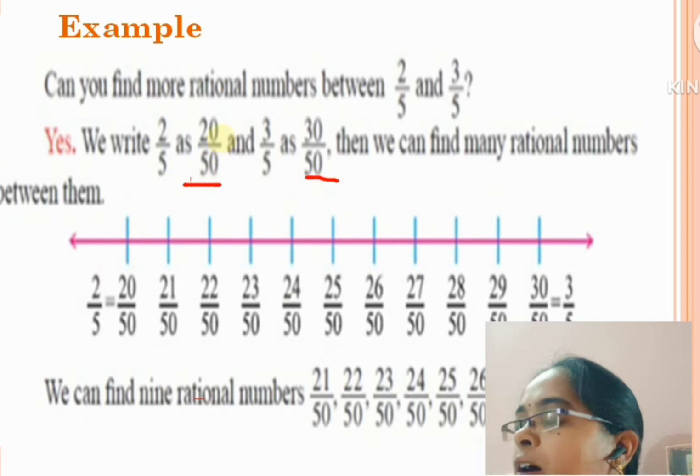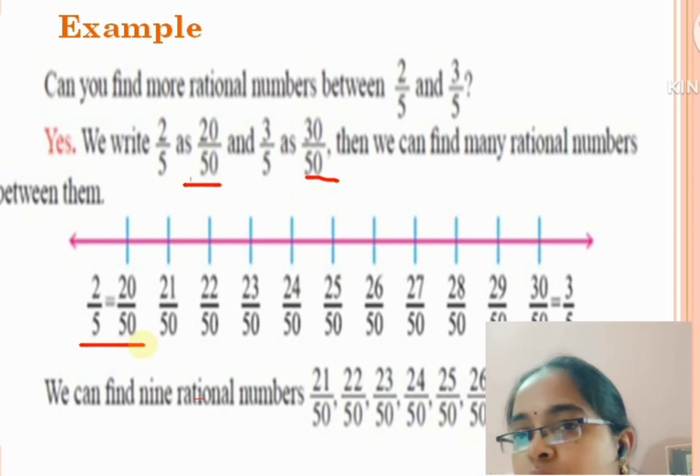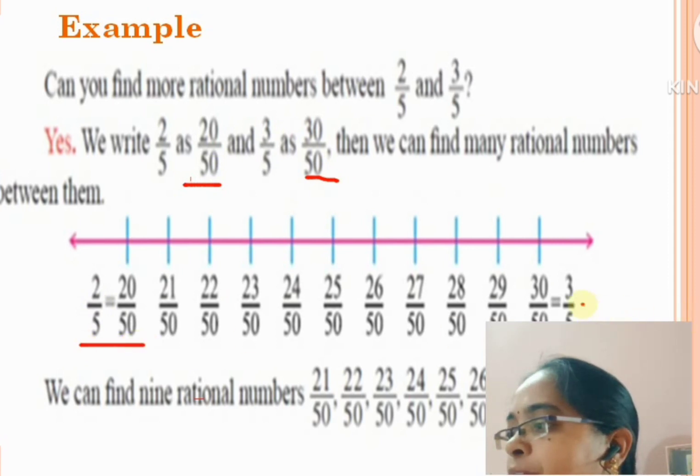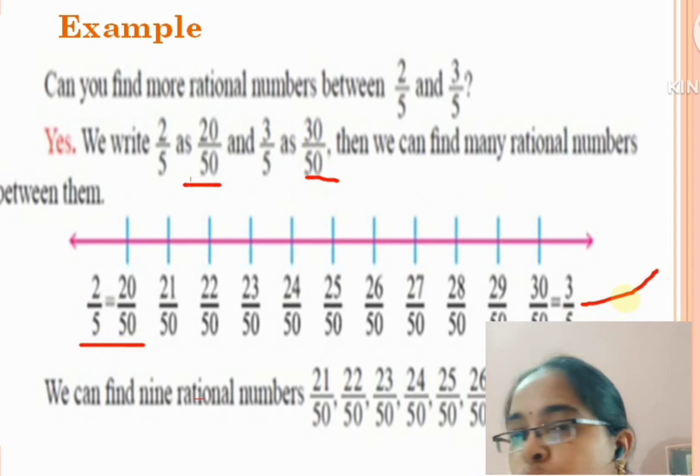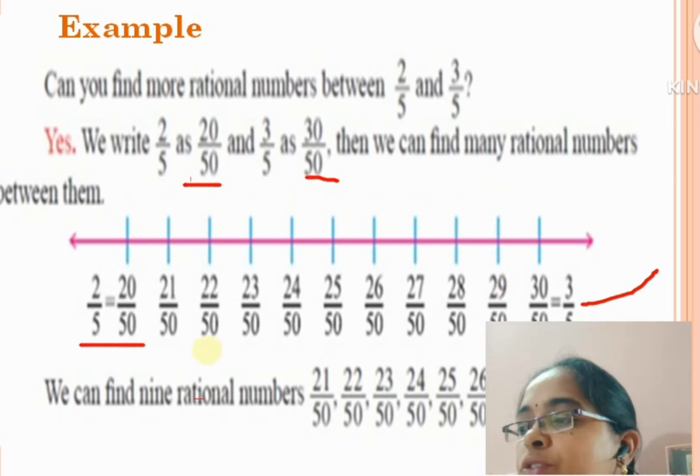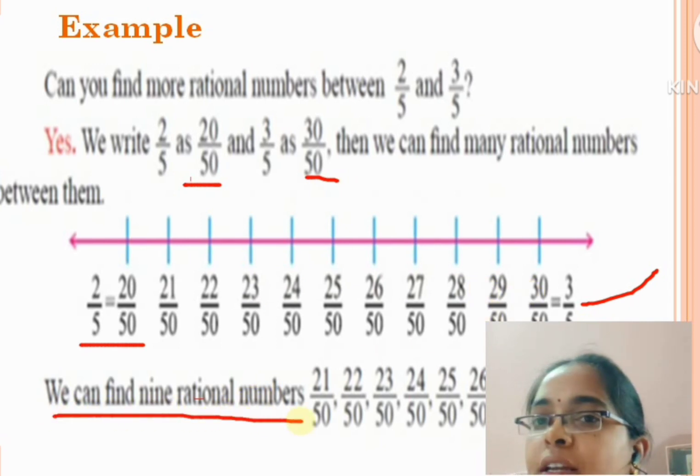So now mark 20 by 50 and 30 by 50 on the number line, which is nothing but 2 by 5 and 3 by 5. 2 by 5 is equal to 20 by 50. In between these two numbers we can mark 21 to 29 rational numbers: 21 by 50, 22 by 50, and each subdivision marks one rational number. So like this we can write the rational numbers between any two rational numbers.